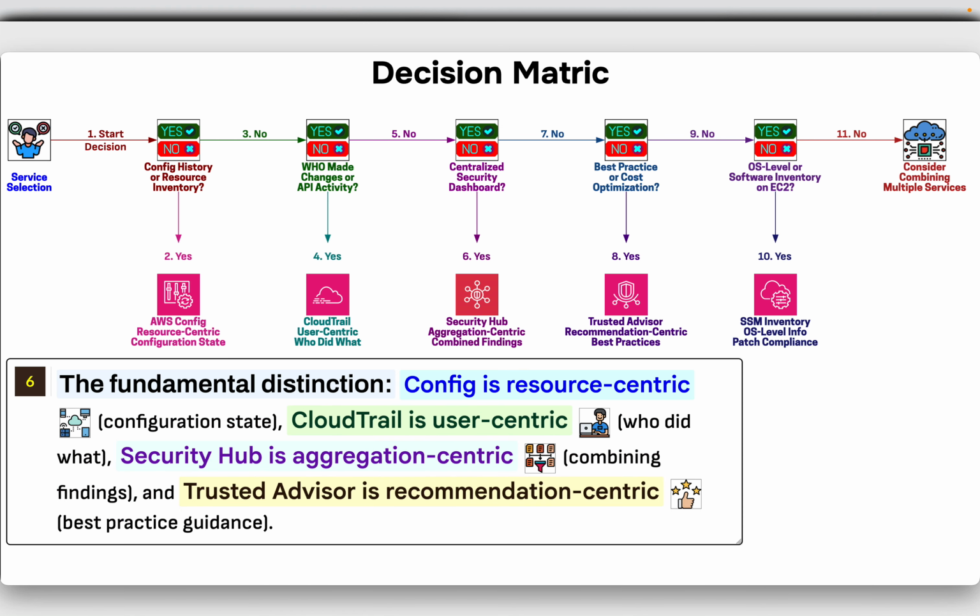The fundamental distinction. So Config is resource centric, configuration state. CloudTrail is user centric, who did what. Security Hub is aggregation centric, combining findings. And Trusted Advisor is recommendation centric, best practice guidance.